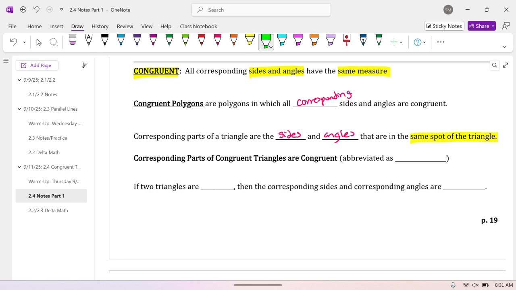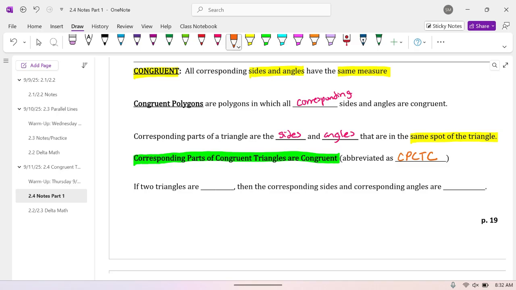Now, this is pretty important. Corresponding parts of congruent triangles are congruent. You will see this again when we do proofs, but just know that this abbreviation is CPCTC. So, especially when we start doing proofs, you will see CPCTC come back to haunt you. But just know it just means corresponding parts of congruent triangles are congruent. And that's a mouthful. That's why we abbreviate it. Too many C's in there. It's like a tongue twister.